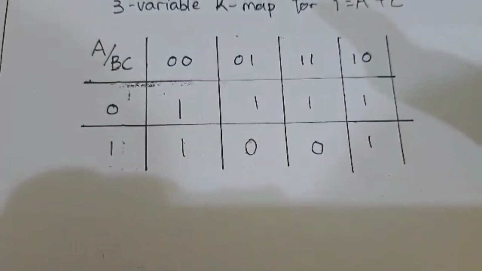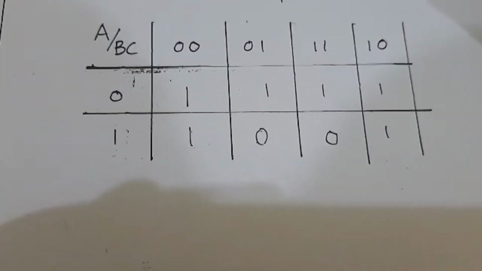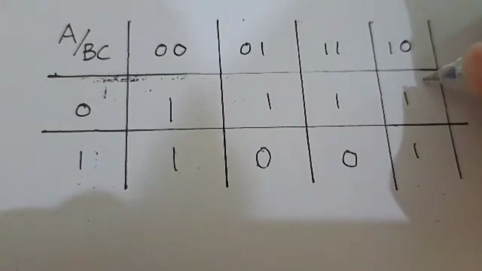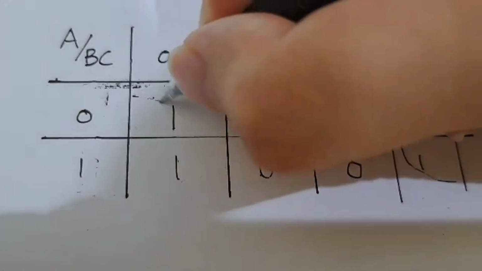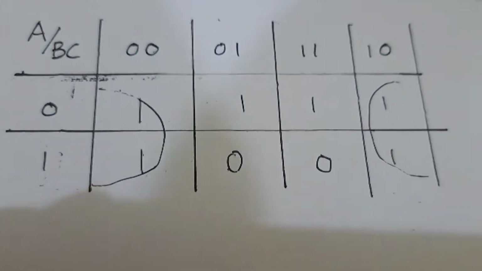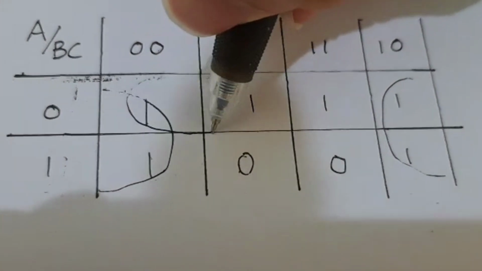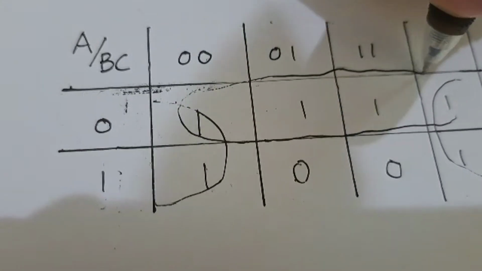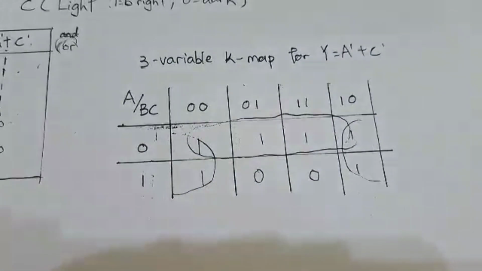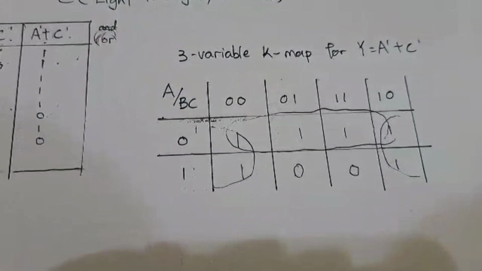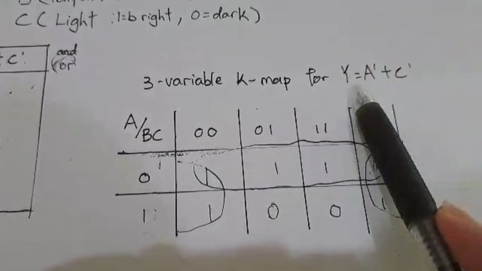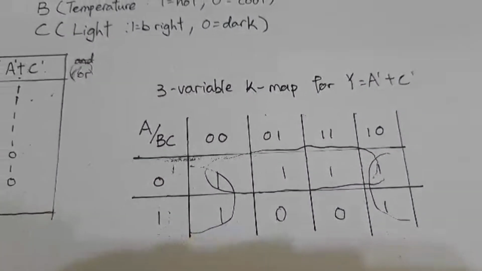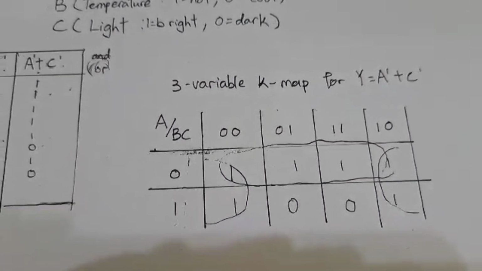And now we're going to circle all the variables which can be connected. So here to here, these 4 variables, and also here, these 4 variables. So these 2 tables prove that y equals a prime plus c prime. So this is my part. Thank you.